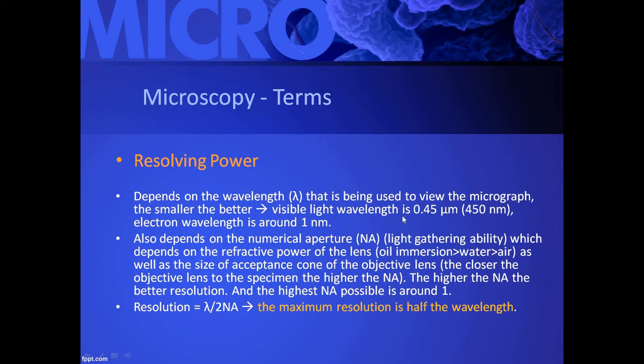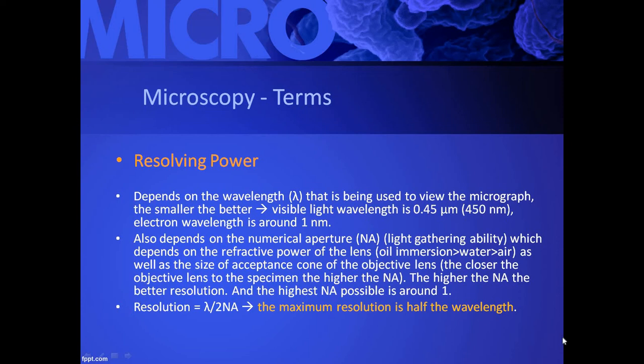So visible light has a wavelength on average of 0.45 micrometer, while the electron has a wavelength of around 1 nanometer. So that is why the electron microscopy can see more detail, because it has a wavelength that is much smaller.